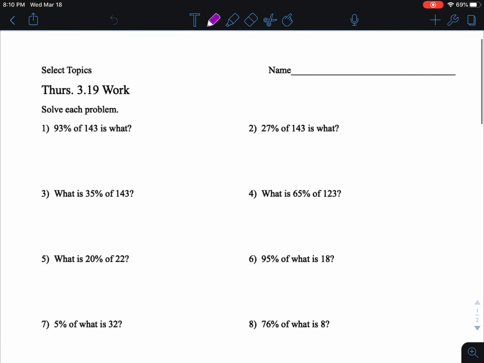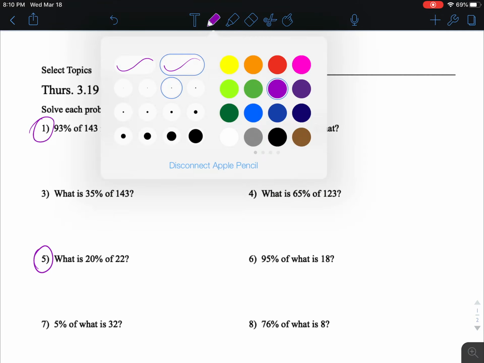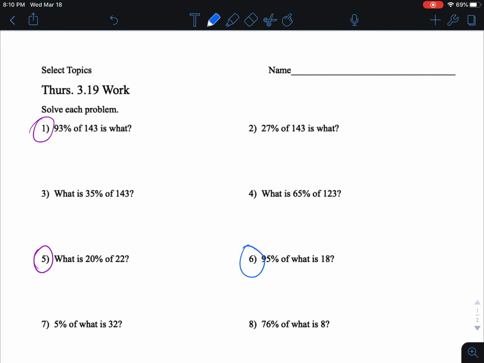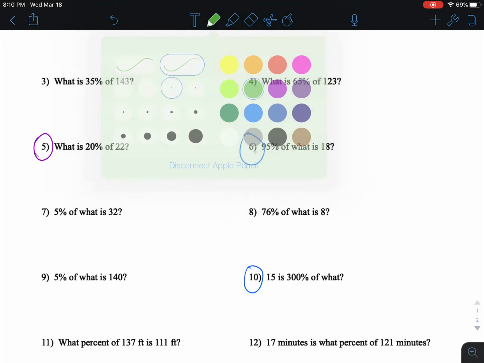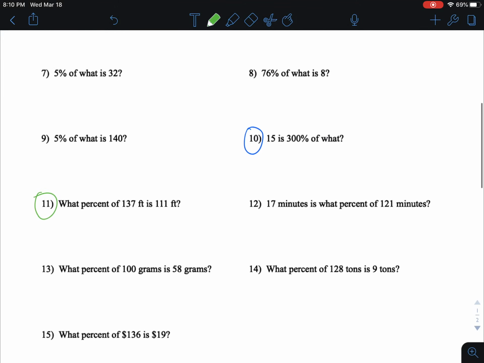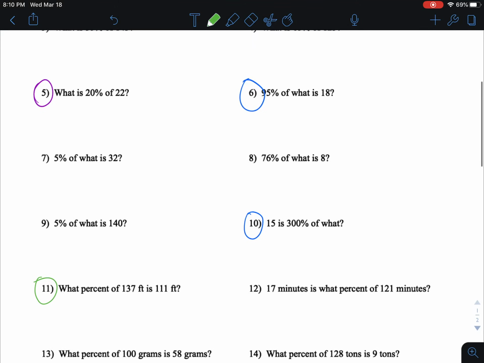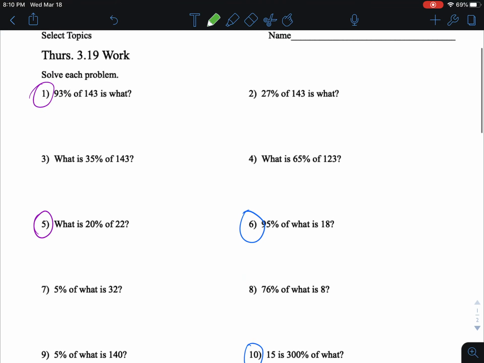All right, so questions 1 through 5 are all the same. And then we jump into questions 6 through 10, which are all the same. And then finally, questions 11 through 15 are all the same. So if you want to kind of split it off that way, that might help.